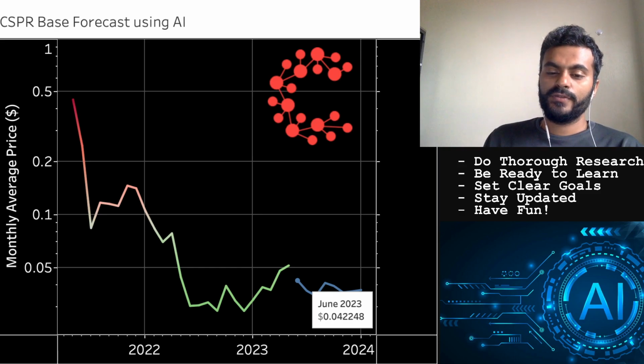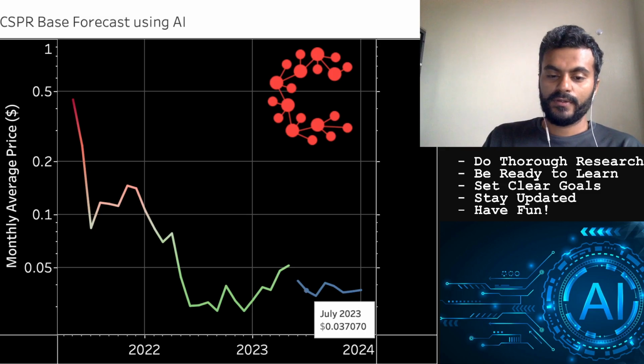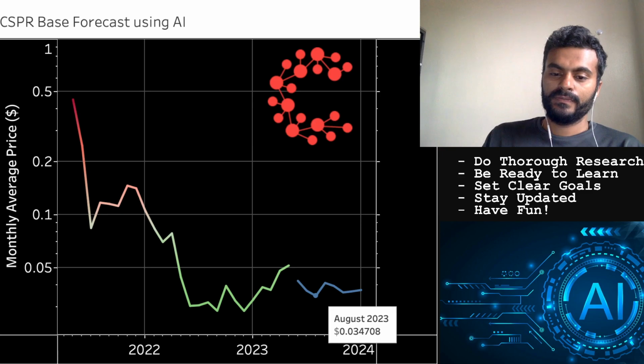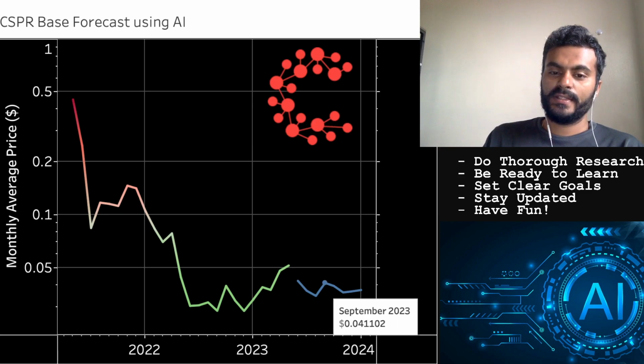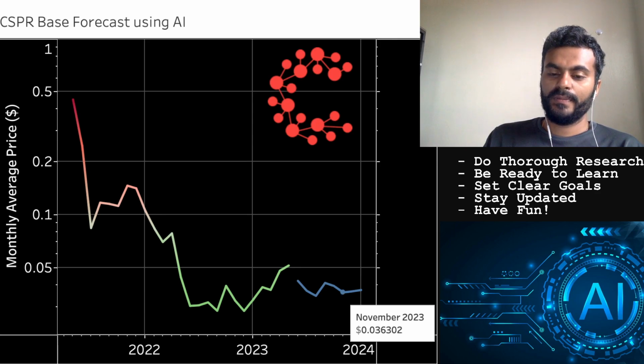So for the month of June, this model has forecasted a price of 4.2 cents, for July 3.7 cents, for August almost 3.5 cents, for September 4.1 cents, for October almost 3.4 cents, for November 3.63 cents, for December 3.67 cents, and for January 3.75 cents.